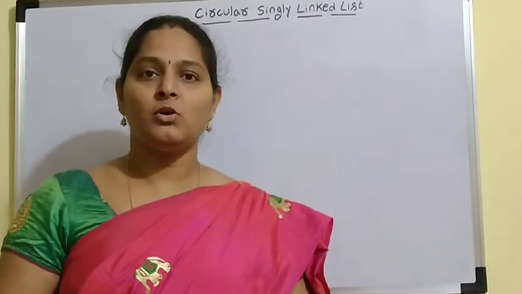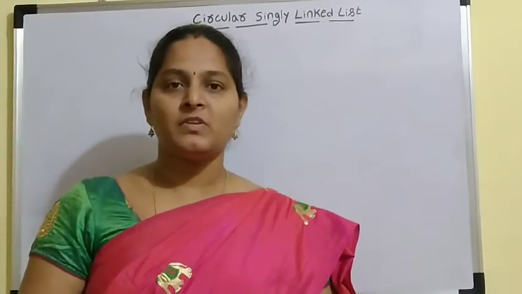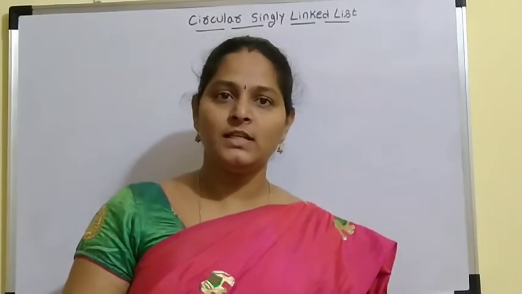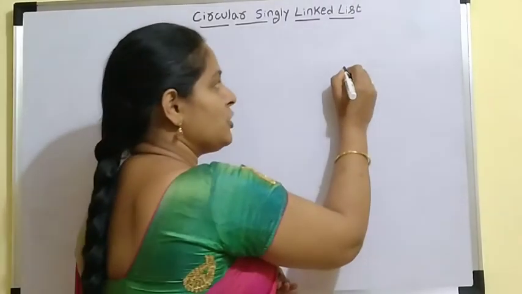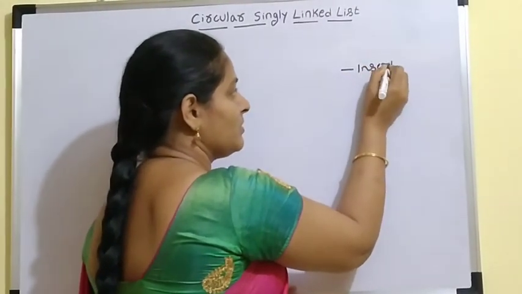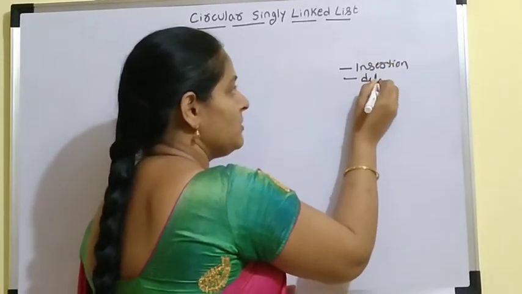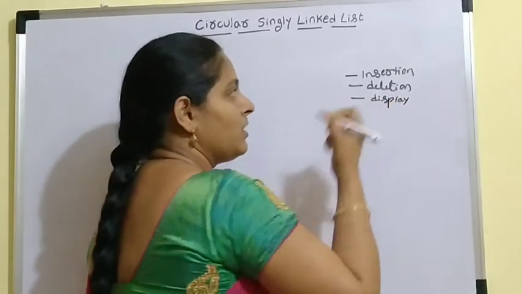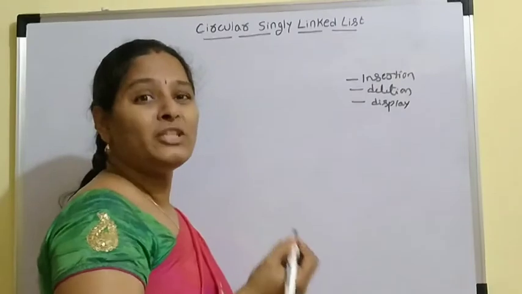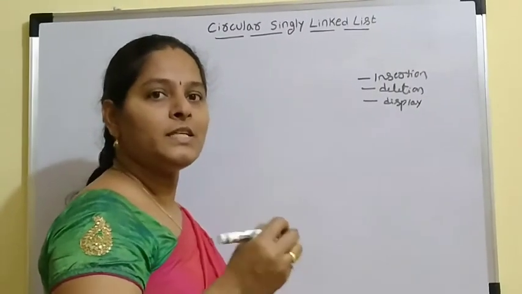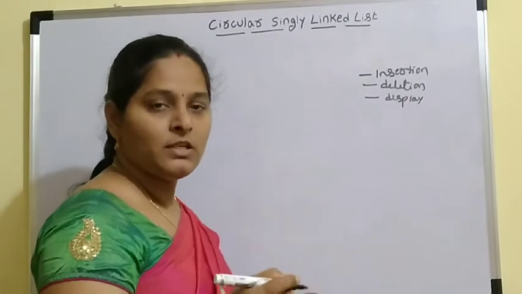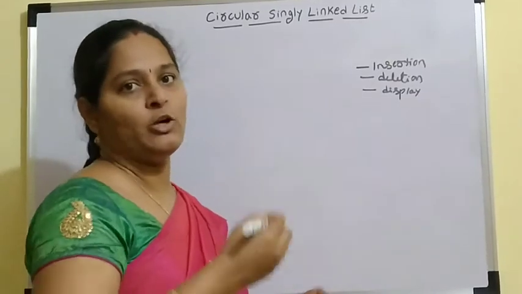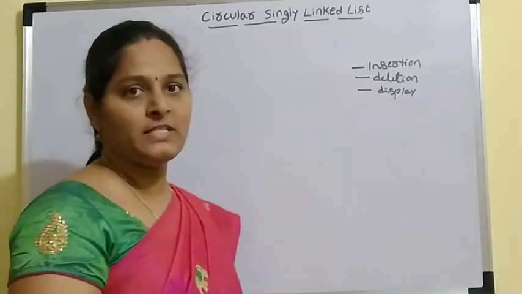In this lecture, I will discuss operations of circular single linked list. As we have already seen the operations performed on single linked list, on circular linked list also, we will perform insertion, deletion and display operations. As usual in insertion, where to insert the element? Insert at begin, insert at end, insert in the middle position. Similarly, in the deletion operation, delete begin, delete end and delete middle operations. These operations we will discuss in this video.